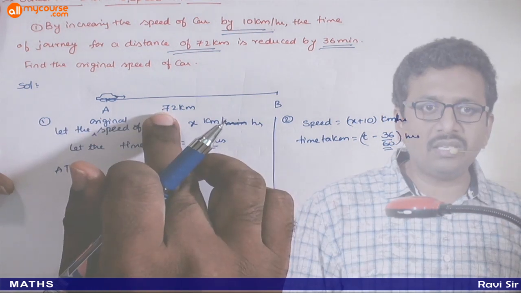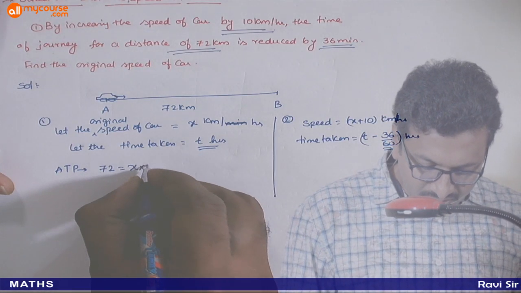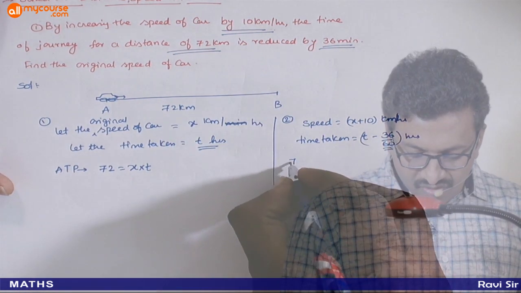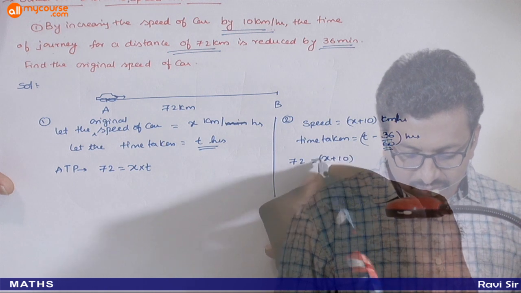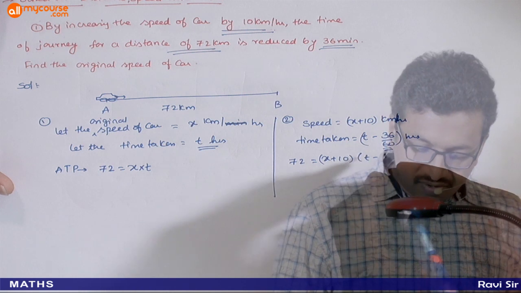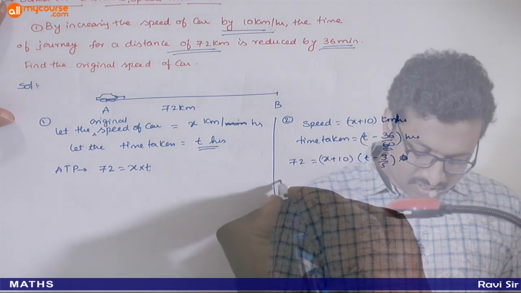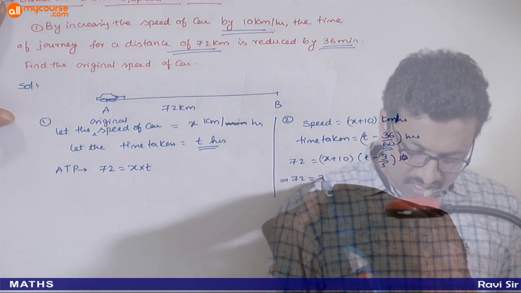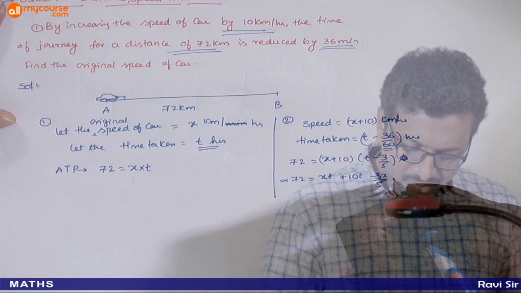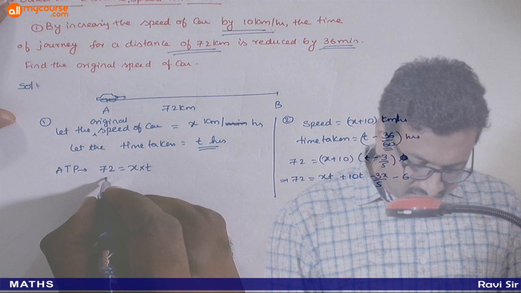So according to physics, you know that distance is equal to speed into time. The second situation also, you are moving from A to B. So 72 is also equal to x plus 10 into t minus, how much is this? 12 3s are 12, 5s are. So 3 by 5. So this implies 72 is equal to xt plus 10t minus 3x by 5 minus 6.